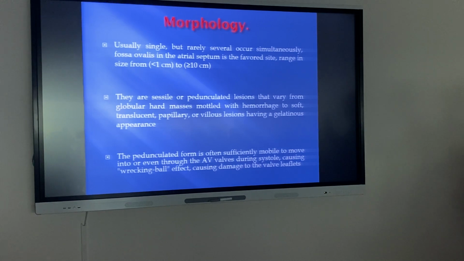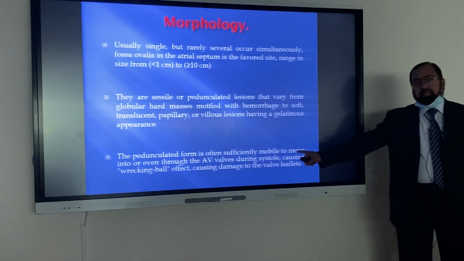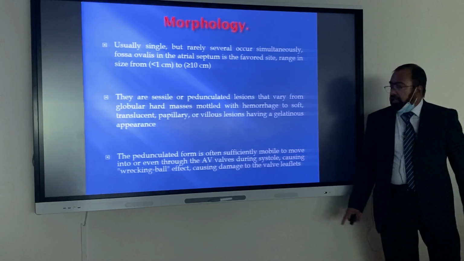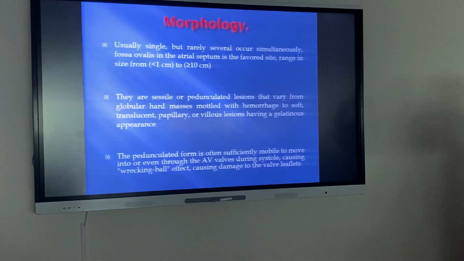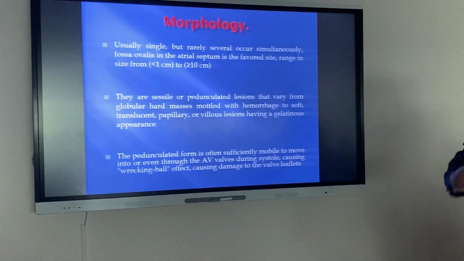Pedunculated, having a stalk, the form is often sufficiently mobile, as I said. They move into or even through the AV valve. When it is in the atrium with the stalk, it moves in and out through the atrioventricular valve. It's very dangerous. Sometimes it is stuck between atrium and ventricle, causing syncope: the patient falls down, the heart stops working.